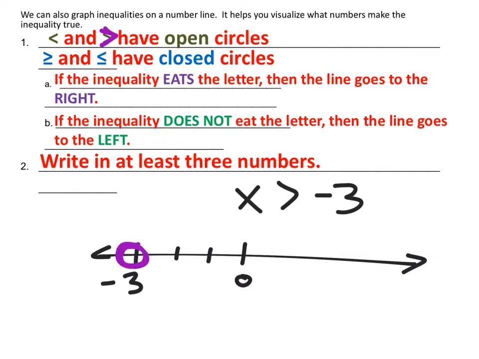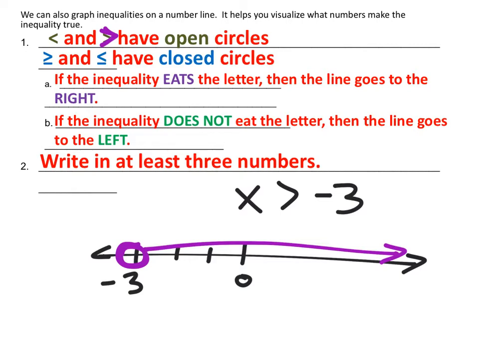Now the open circle, not that everyone should do this, but as you get more experience with this, that communicates to people that are reading this that the value of -3 is not included in the solution set, which means that -3 would make the original statement false. Now, just like it says up there, the inequality is eating the x, so the line should go to the right. So that purple line, all the values, I'm going to say underneath it.